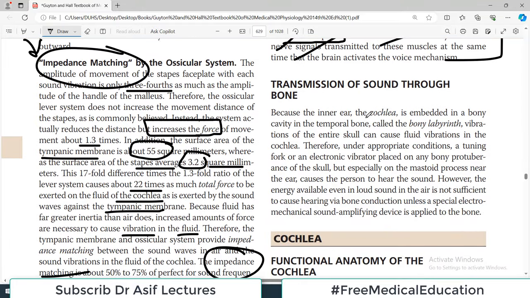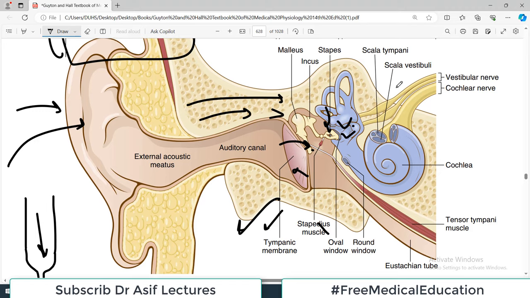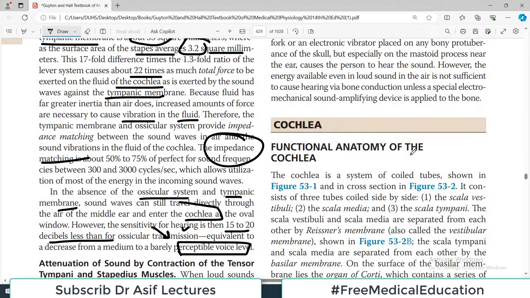Because the inner ear, the cochlea, is embedded in a bony cavity in the temporal bone known as the bony labyrinth. If you know the structure of the ear, there is literally a bony labyrinth inside which there is a membranous labyrinth.